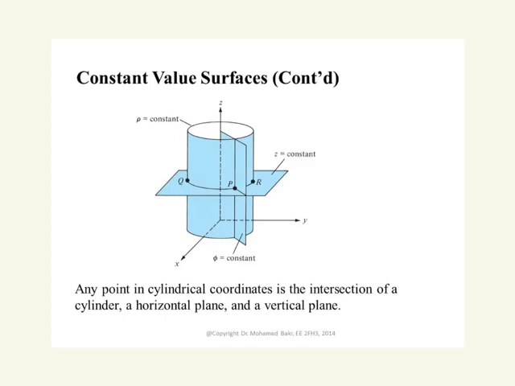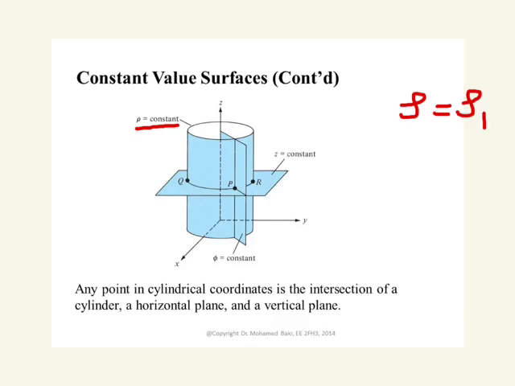In cylindrical coordinates, we know that rho is the normal distance from the z-axis. So the surface defining rho equal to a constant is actually a cylinder. Every point on that cylinder has the same normal distance from the z-axis. So when I say rho is equal to rho1, this defines a cylinder whose radius is equal to rho1.